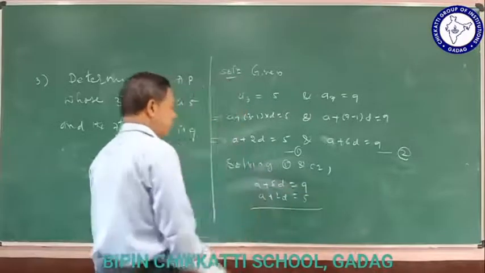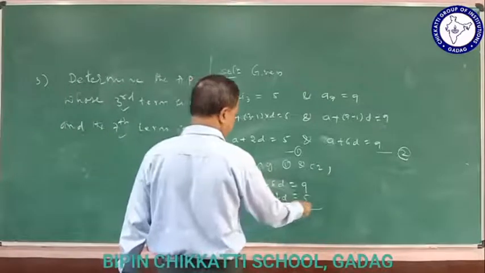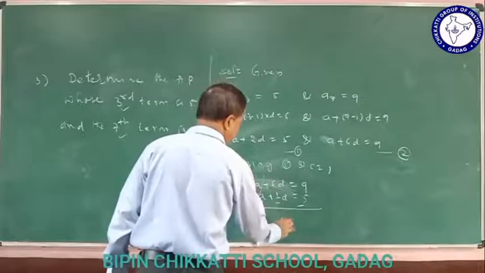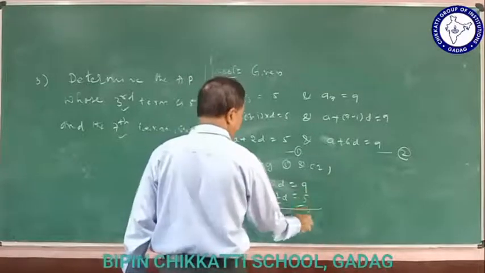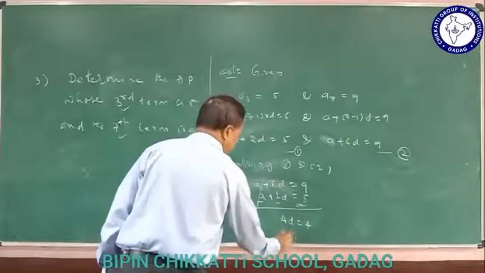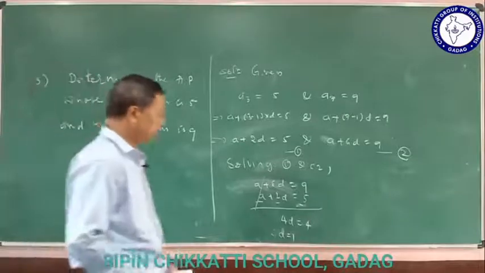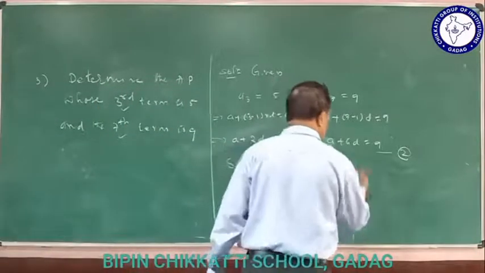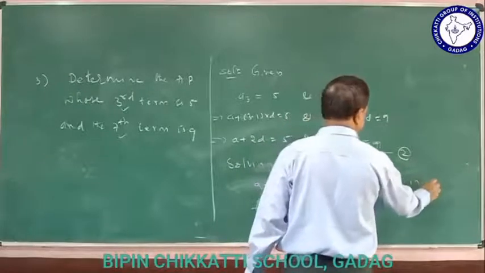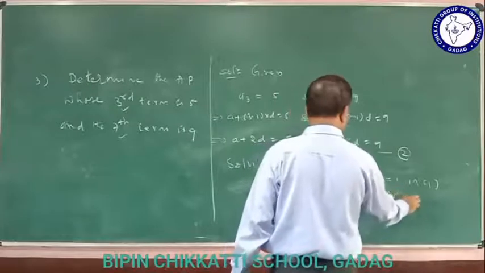Solving means either you have to subtract or add. I am subtracting here, minus, minus, minus. So A is cancelling. 6 minus 2 is 4D equal to 9 minus 5 is how much? 4. Therefore, what is the value of D you have got? D value you have got 1. Now we have to find out the value of A. Put D equal to 1 in equation number 1. What is equation number 1? A plus 2D is equal to 5.